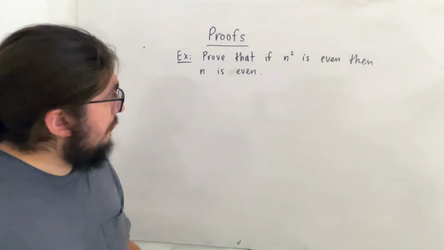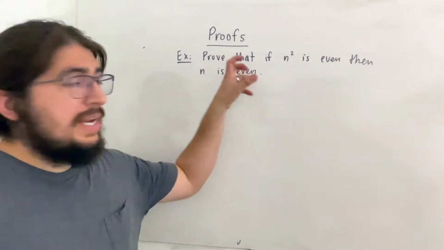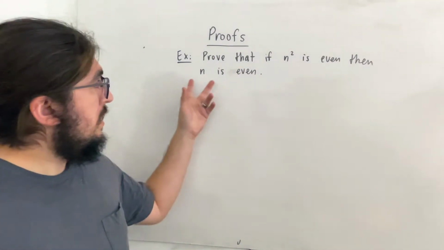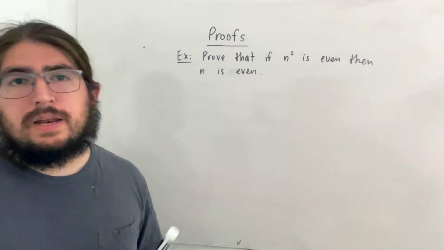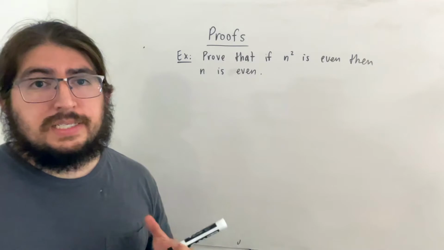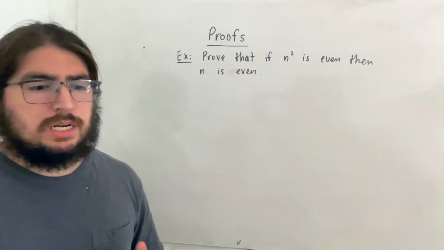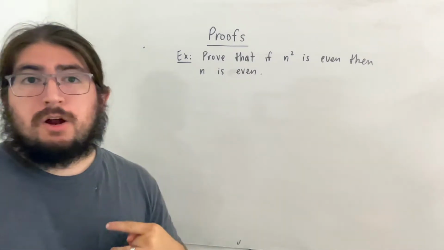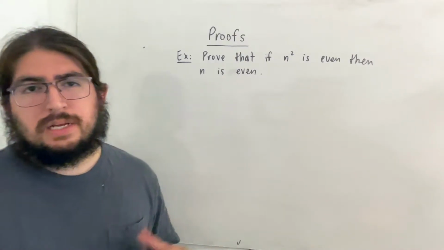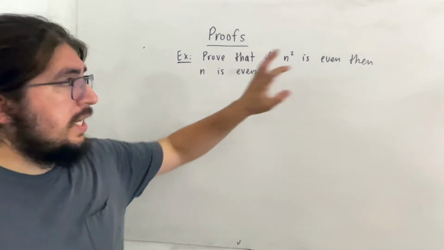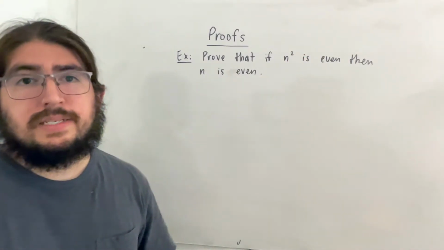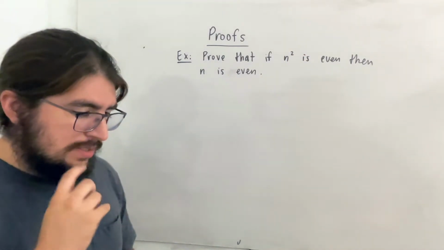Right, so this example is asking us to prove that if n squared is an even integer, then n is even. Now, I didn't say integer, but actually the phrase even or odd implies that the number we're talking about is an integer. It would make no sense to talk about an even or odd non-integer number. So a fraction cannot be even or odd. Only an integer can be even or odd. Okay, that's the first thing.